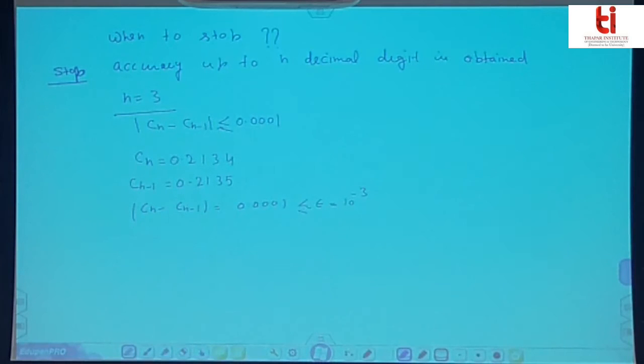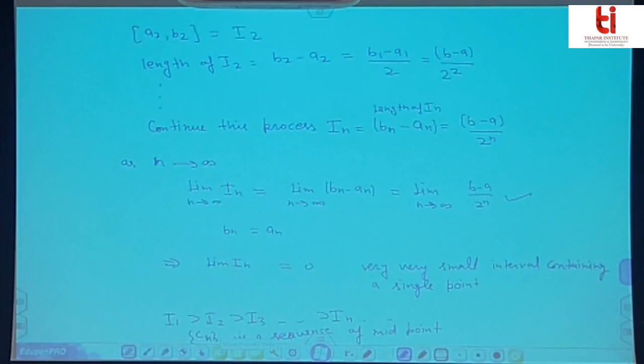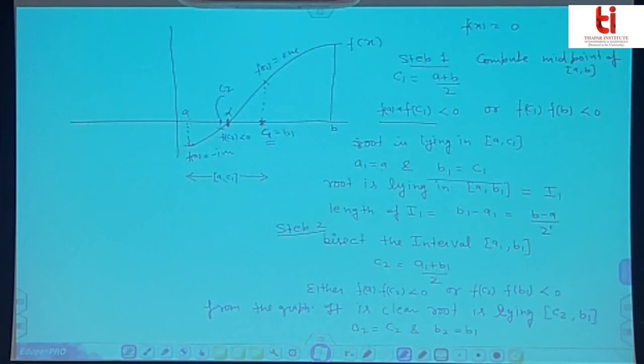So if we require accuracy up to n decimal places, then at least n decimal places of the consecutive sequence terms should be the same. Okay. So let's do one example, then it will be more clear. This is the bisection method.